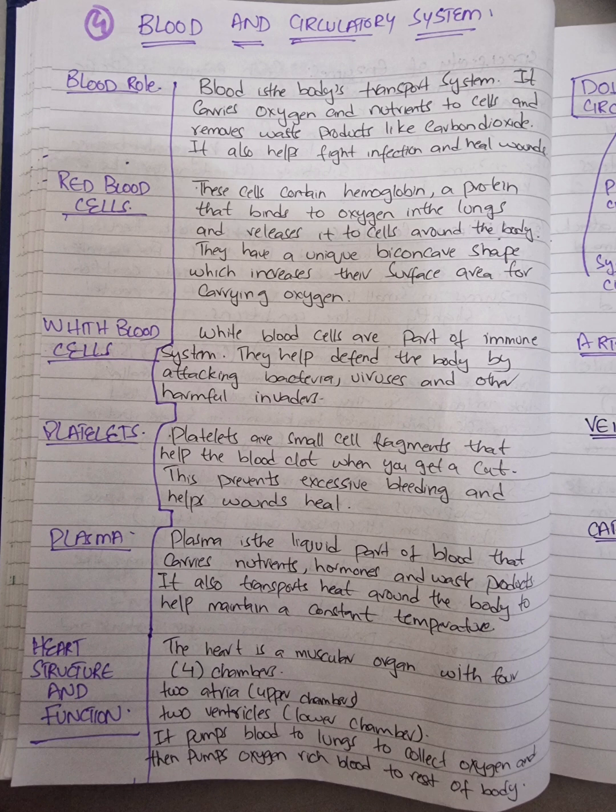Then is white blood cell. White blood cells are a part of the immune system. They help defend the body by attacking bacteria, viruses and other harmful invaders.